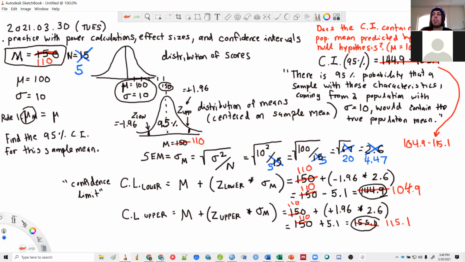And from here, what would change is instead of multiplying our z-scores in the second part of the formula by 2.6, we multiply by 4.47.